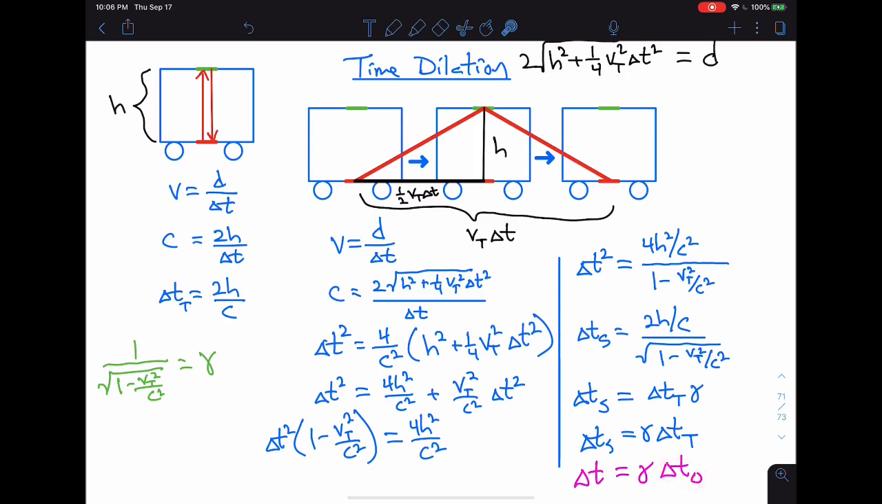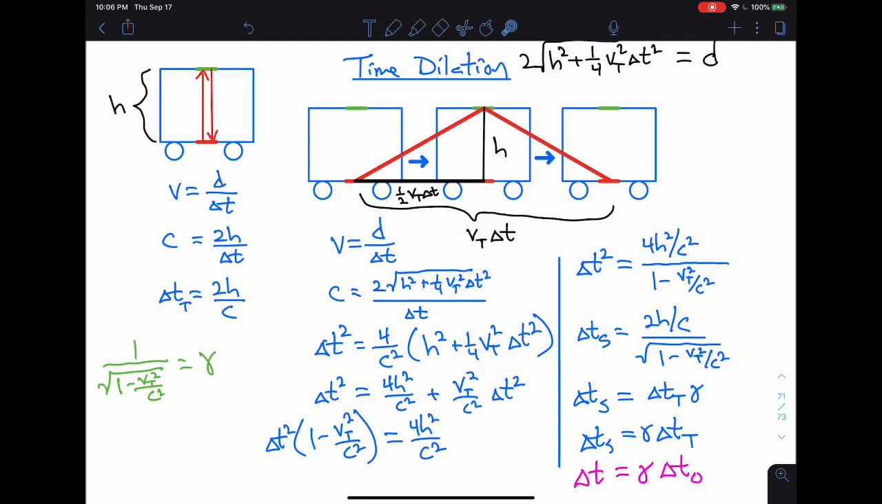So delta t naught, that's the proper time, the elapsed time between the two events as viewed in the proper frame. Delta t is the elapsed time between the two events in any other frame. And gamma is what connects these two. So gamma is right over here, the 1 over the square root of 1 minus v squared over c squared, where v is the speed between the two frames, the velocity between the two frames.